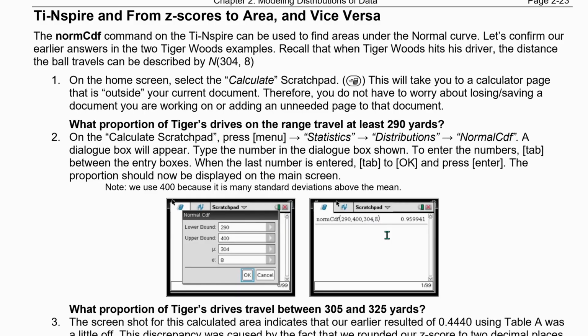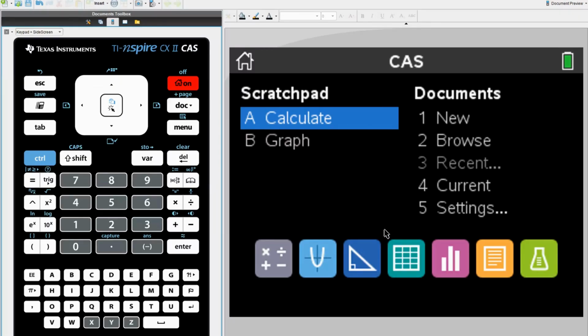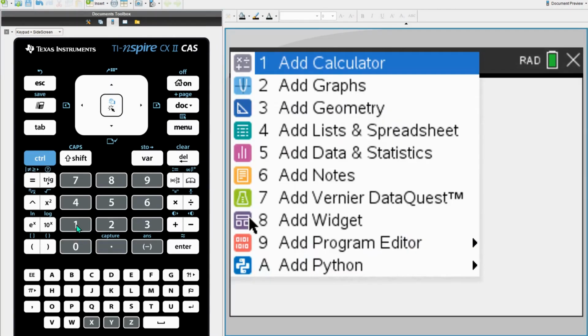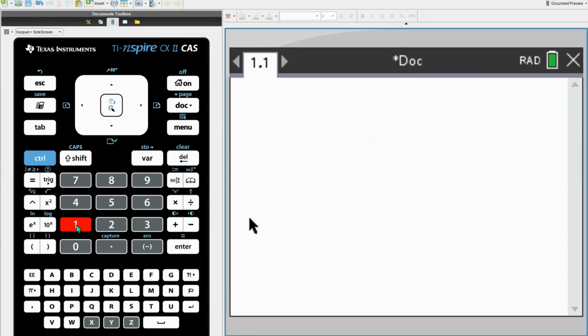Well, if I switch over to the TI Nspire, the way we're going to work this is that, unlike the notes, I want you to actually start a new document. So we'll go to the home screen and we'll say new. If it asks whether you want to save your prior work, don't save it. But we are going to go ahead and add a calculator page to our document. All right, so now we have a calculator page.